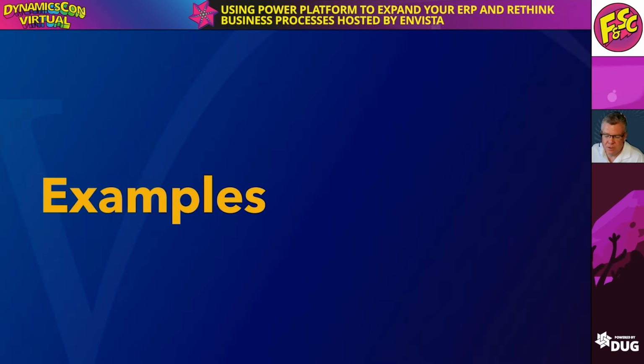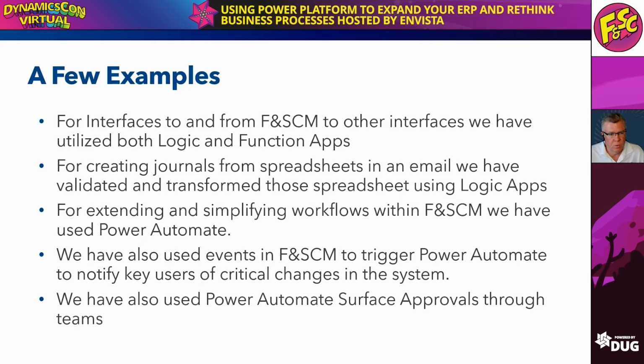So let's talk about a few examples. And these are just things that we happen to have done recently at enVista. So I thought they would be good ideas for how you might use some of these Power Platform tools. For interfaces to and from finance and supply chain management to other systems, we have utilized both Logic Apps and Function Apps, depending upon the level of efficiency we needed. We have been creating journals from spreadsheets sent via email, and we validate and transform those spreadsheets using Logic Apps. So in essence, from another system, a spreadsheet is sent, that spreadsheet is processed, and a journal is created that the user then reviews, approves, and posts in D365.